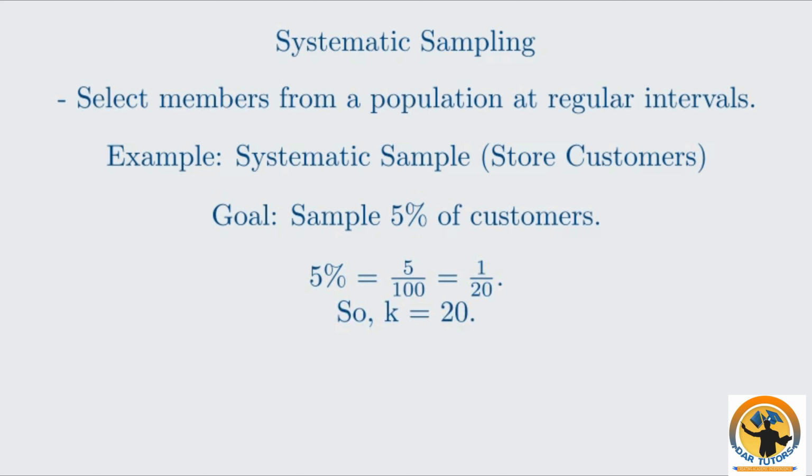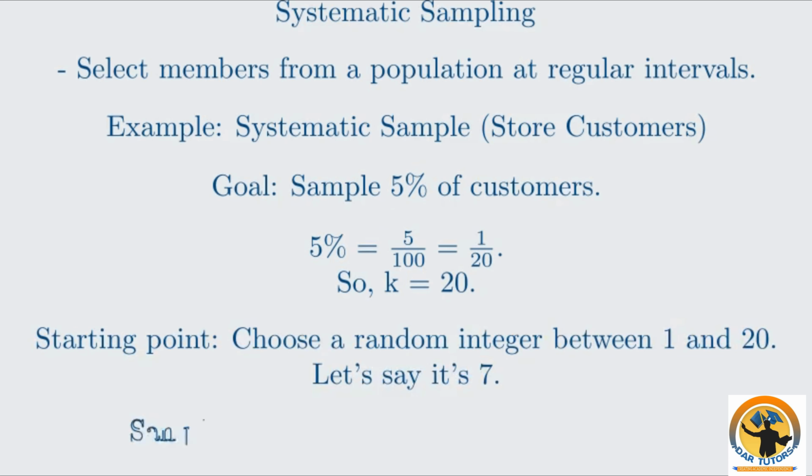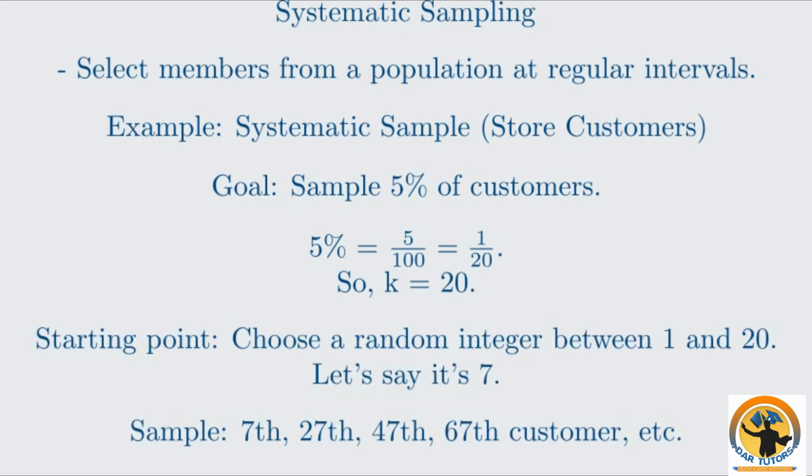A starting customer is selected at random from the first 20. Let's say, using a random number generator like randint(1, 20), the store chooses customer number 7. Then they would survey the 7th, 27th, 47th customer, and so on throughout the day. This method is useful because it's simpler to implement in a real-world setting.